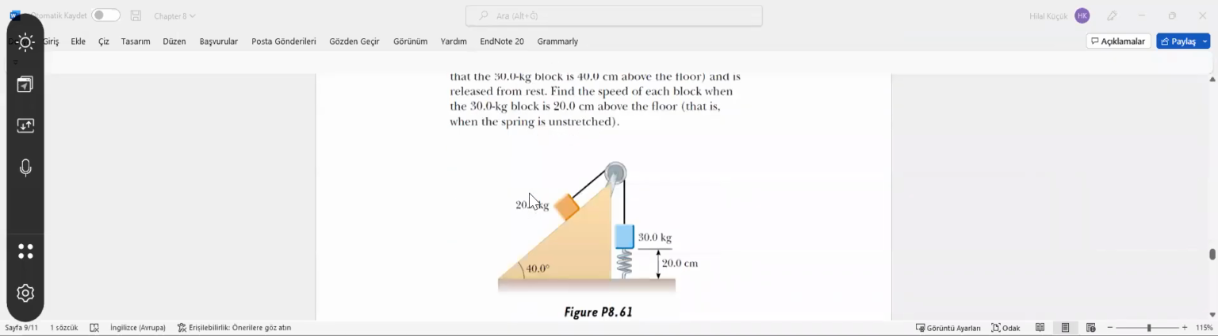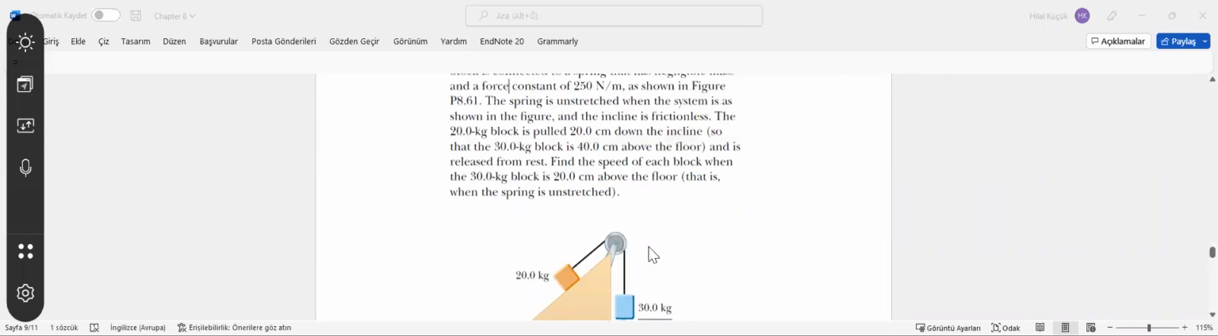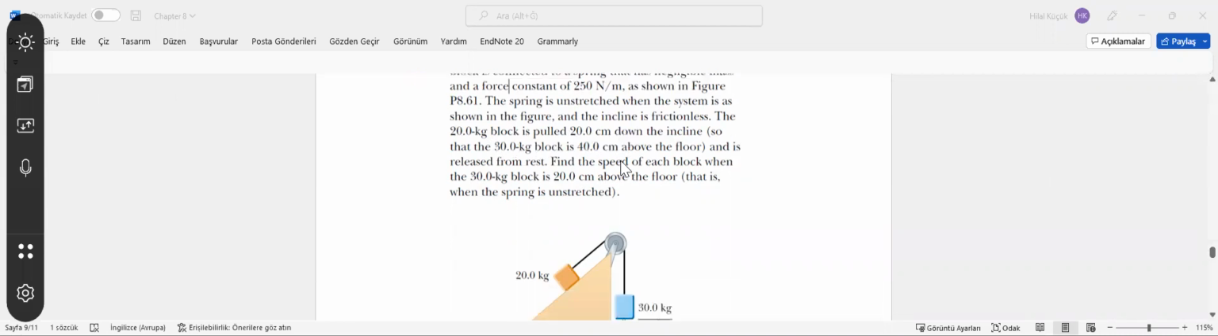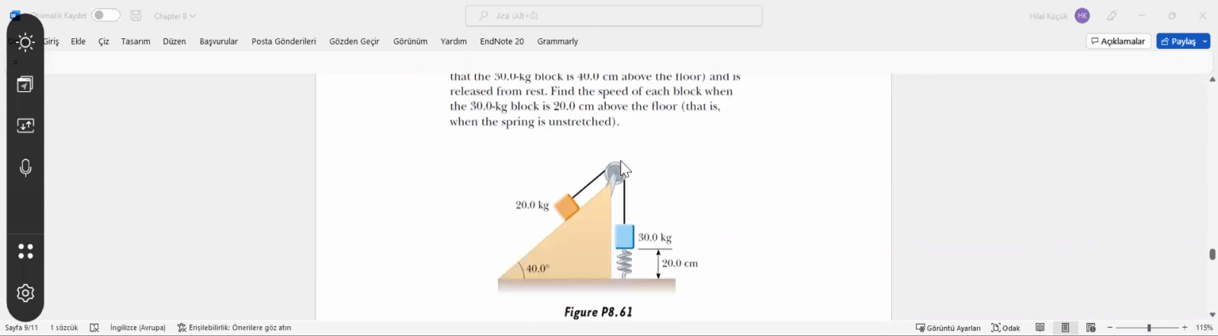Okay. Continue with a different question. You can see there is a system like this, and what's it saying? Okay, it gives some mass information, k information. The incline is frictionless, very nice. The 20 kilogram block is pulled by 20 centimeters. Okay. This one comes to here. And this part is 20 centimeters. Right?